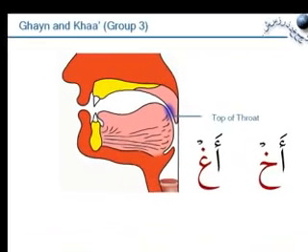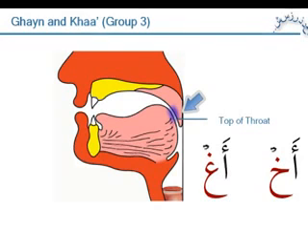The top of the throat then is the letter kha and ghain. So we've got them in red here because they are the heavier letters. So the first one with sakin would be akh, akh. And you have to sometimes overemphasize this. So it's akh, akh. And then we have the ghain, which would be agh, agh. So we have akh and agh.